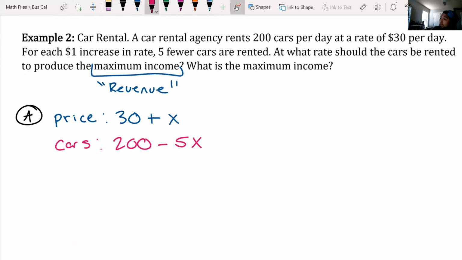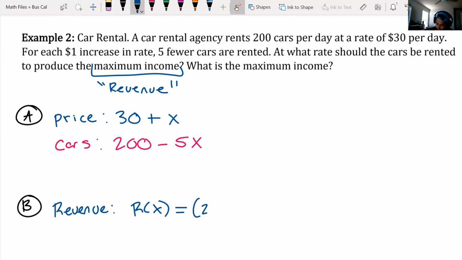Now let's make an income/revenue equation. So B, revenue. R of x equals, and it's going to be the number of items, so cars, 200 minus 5x, times the price, 30 plus x.